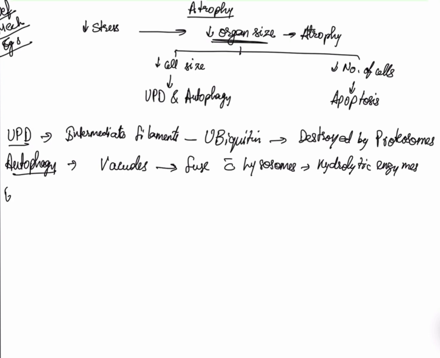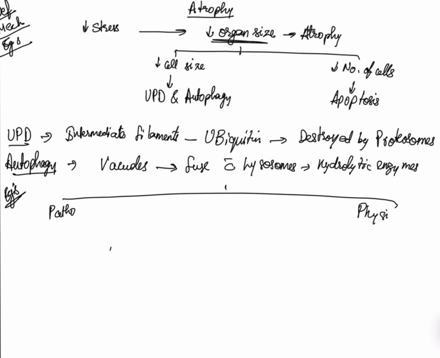Now lastly we will talk about the examples of atrophy. Examples of atrophy are further divided into two types. First is pathological and second is physiological. An example of pathological atrophy is pressure atrophy. Basically what happens in pressure atrophy is that when there is a tumor, the surrounding tissue around the tumor is compressed by the tumor, that leads to decrease in nutrition and blood supply, which causes atrophy.